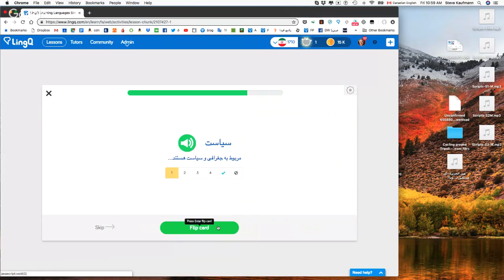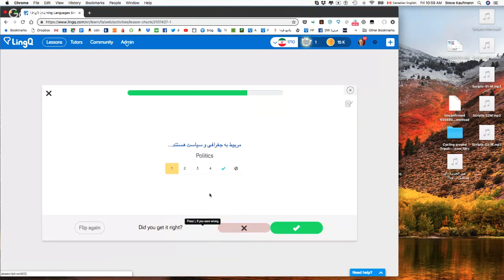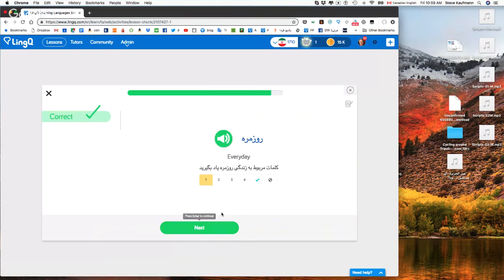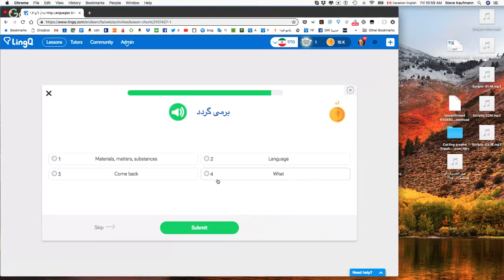Siosat. At any rate, it's politics. So that's fine. I move that to a 3 because I'm not totally sure how that one gets pronounced. Ruzmara. I mean, Ruz is day, so it's got to be every day. Every day. Give that a 2. We're nearing the end. I may as well go through these just to show you what I struggle with when I do these.